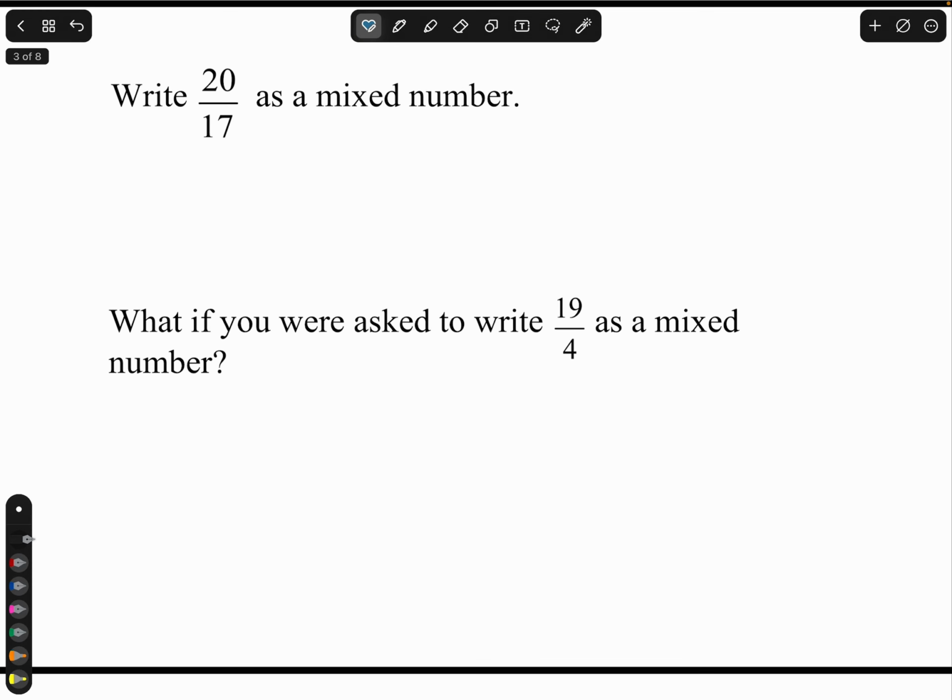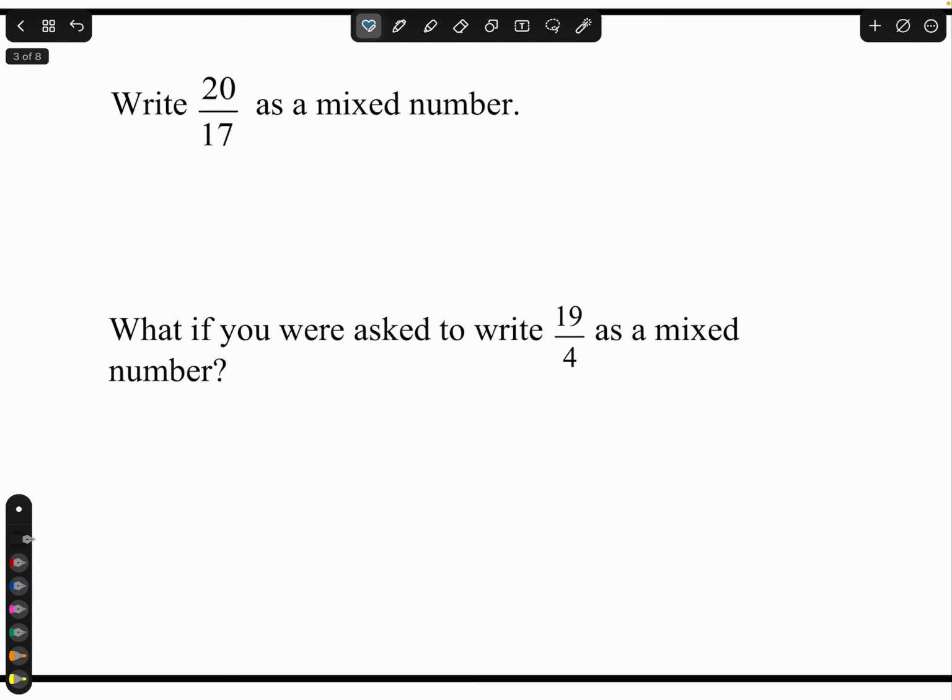This is just some basic stuff here, but if we can make sure we understand these basic skills, this will help us with some of the new skills that we're going to do in the next part of the lesson. Okay, so the first thing they give us is a problem that says write 20/17 as a mixed number. So we're going way back, probably to elementary or middle school, but let's just think about it.